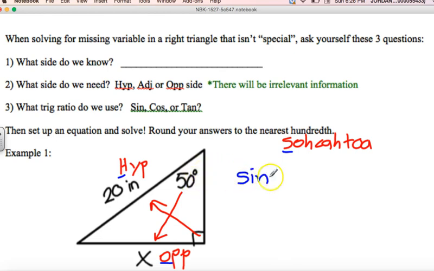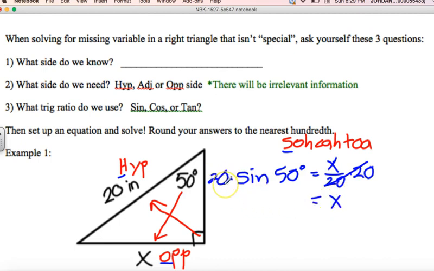So we're going to set up our equation as the sine, and you always do the sine, cosine, or tangent of the angle measure. Sine of 50 degrees is going to equal the opposite side, which we identified as x, over the hypotenuse, which is 20. Alright, so now all you've got to do to solve for x, you've got x divided by 20. So to solve for x, we will multiply by 20. The opposite of divide is multiply. Multiply both sides by 20. The 20s will cancel, and it leaves x equals.